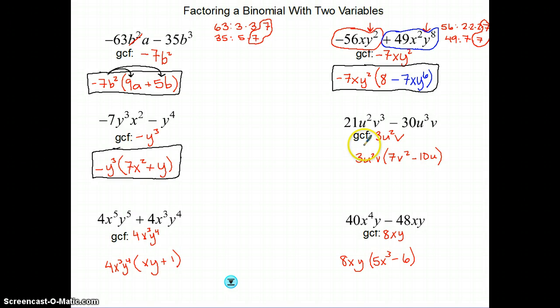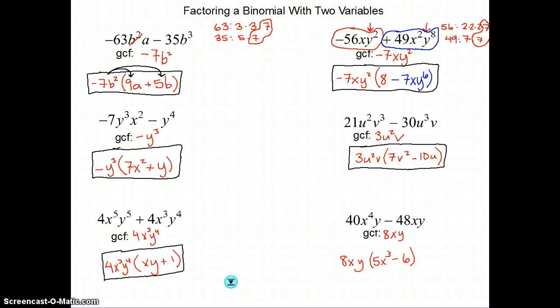From your first, your greatest common factor should have been 3u squared v. And factoring that out, you should have been left with 7v squared minus 10u in the parentheses. Down to the left, your greatest common factor should have been 4x to the 3rd, y to the 4th. And factoring that out, from your first term, when you take out the 4x to the 3rd, y to the 4th, you should be left with x to the 2nd power, y, plus 1. To the right, when you factor out your greatest common factor of 8xy, you should be left with 5x to the 3rd minus 6 in parentheses.